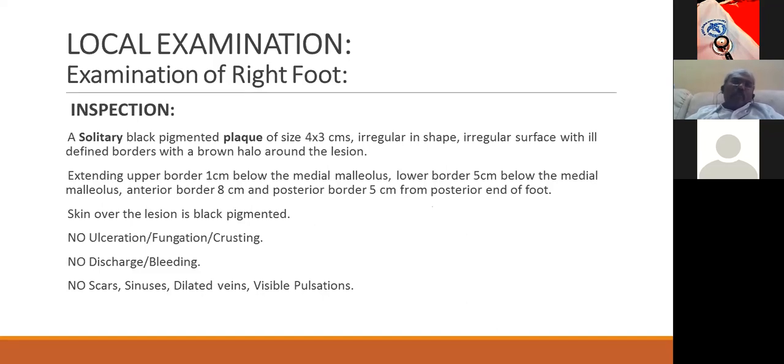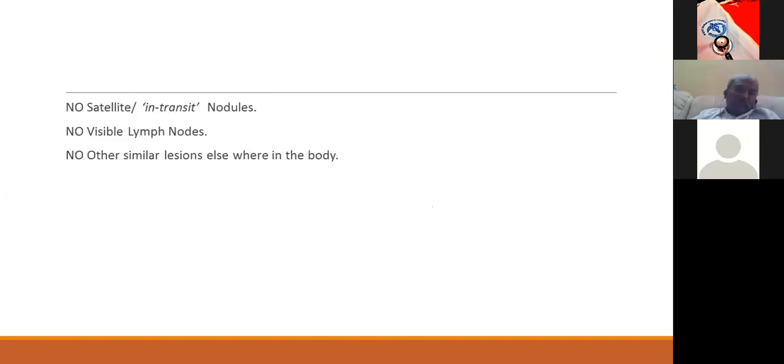Okay, sir. If you want, you can tell about the dorsal and plantar junction, the mucocutaneous or dermal junction, the pigmented and non-pigmented plantar aspect junction. But those things are very variable. The first line is sufficient. Okay, sir. Go ahead. The skin over the lesion is black. There is no ulceration, fungation, or crusting over the lesion. There is no bleeding or discharge. There are no scars, sinuses, dilated veins, or visible pulsations.